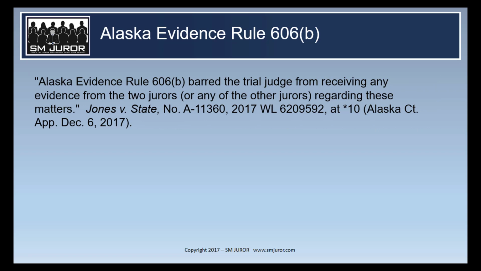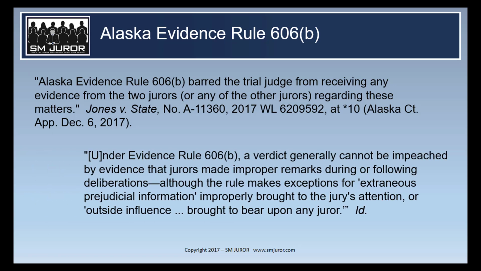Now, with respect to Evidence Rule 606B, it barred the trial judge from receiving any evidence from the 2 jurors or any other jurors regarding these matters. And that's because, under the rule, a verdict generally cannot be impeached by evidence that jurors made improper remarks during or following deliberations, although the rule makes exceptions for extraneous prejudicial information improperly brought to the jury's attention or outside influence brought to bear upon any juror.